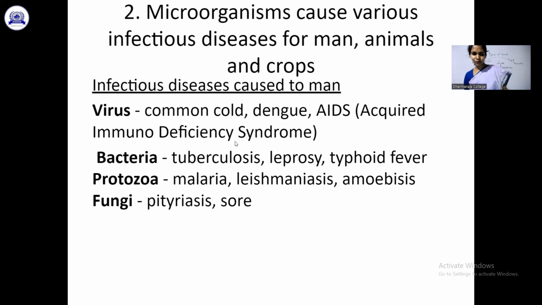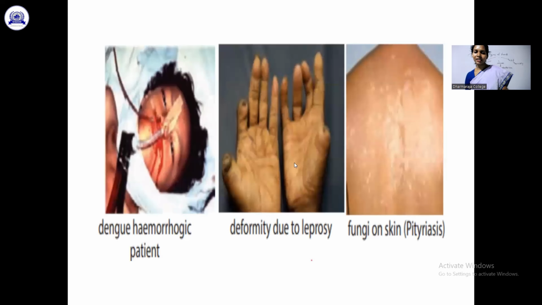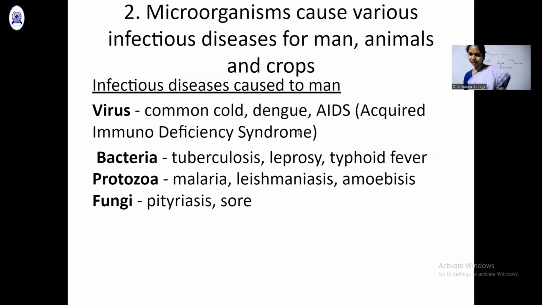Then comes the next one. Bacteria cause the tuberculosis disease, a disease of the lungs. The bacteria go and start living in our lungs, so we get sick. Leprosy, children. Just look at this picture. You see that some deformities have happened to the hands of the person. This happens due to leprosy.